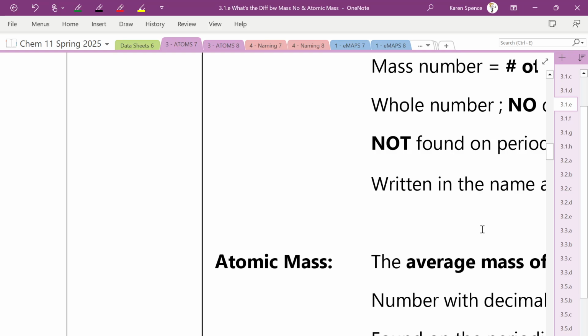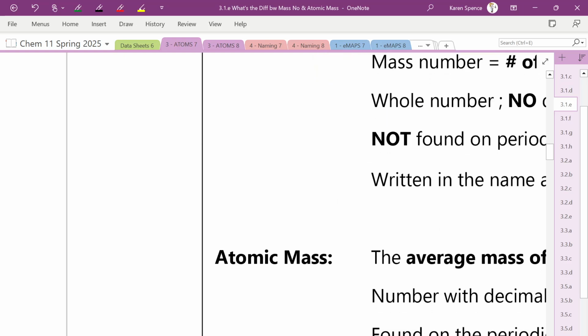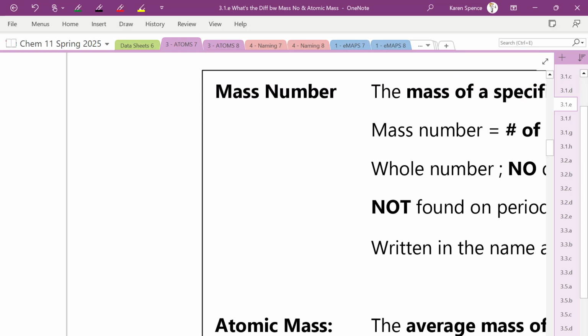Okay, what is the difference between mass number and atomic mass? Yes, Delcine. Mass number is more about protons and neutrons. Atomic mass is a decimal number, and it's not found on the periodic table. Okay, so mass number is protons plus neutrons. Yeah. It is not on the periodic table.